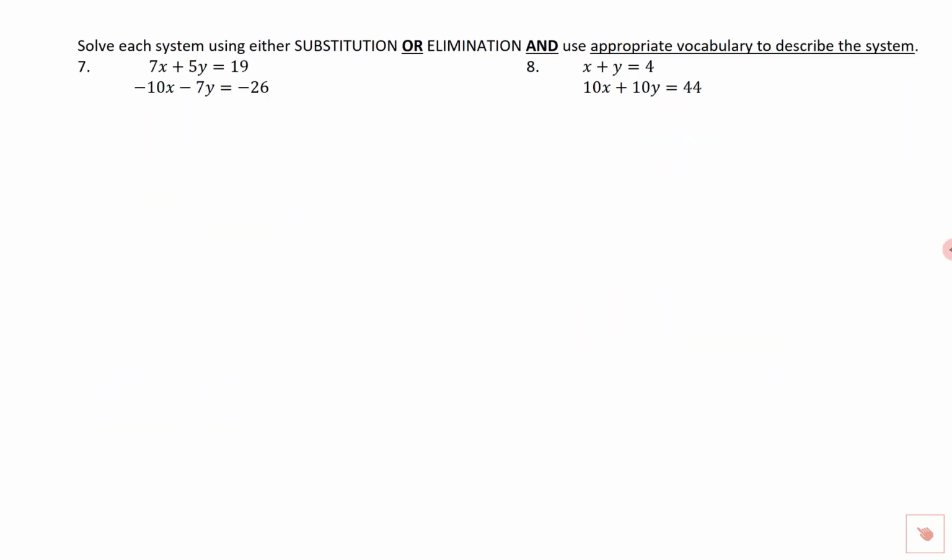So we'll take a look at number 7 and 8, and look how nice they were on this one. It says you can use either substitution or you can use elimination, but it does say we need to use proper vocabulary to describe the answer, so let's make sure we do that.